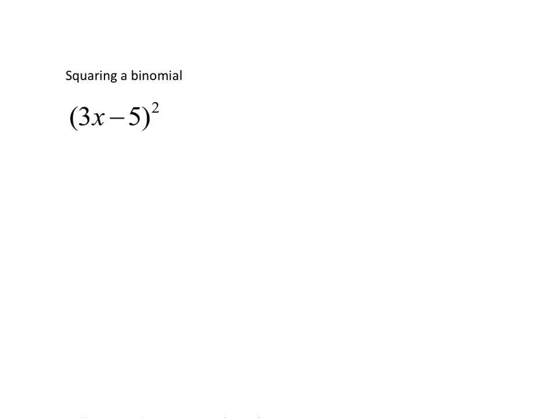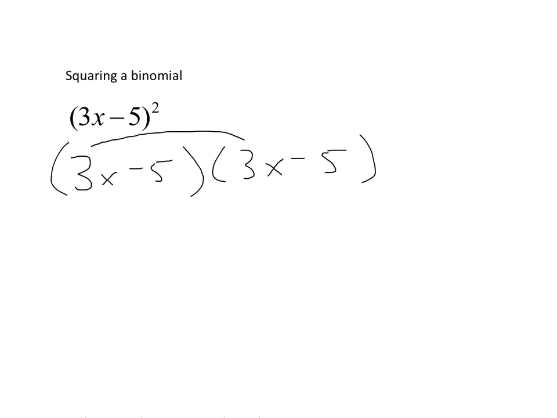Next we have two special cases. Squaring a trinomial comes up a lot. What you need to think of when you see 3x minus 5 with the squared outside the whole thing is that means 3x minus 5 times another 3x minus 5. It's squared, that means you have two of them, so 3x minus 5 times 3x minus 5. And the answer to this is going to be found using FOIL. So once again, first, outside, inside, last.